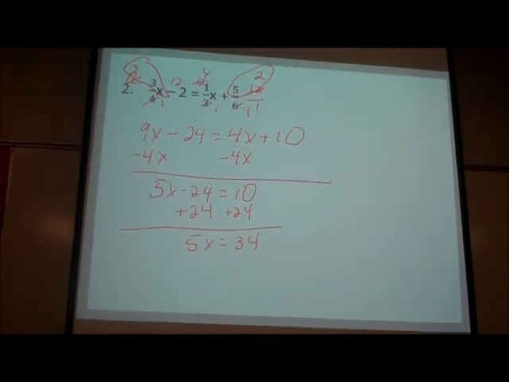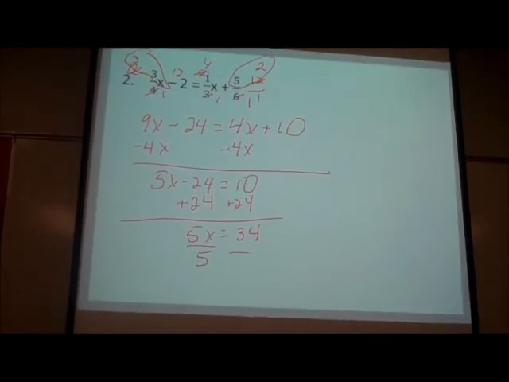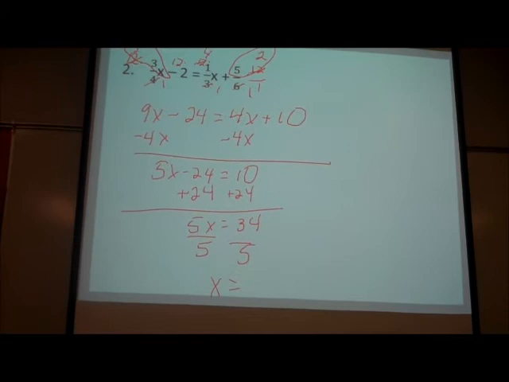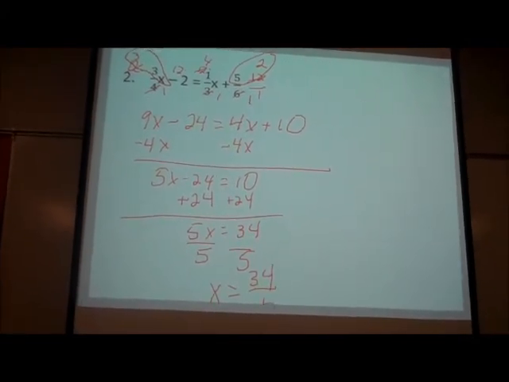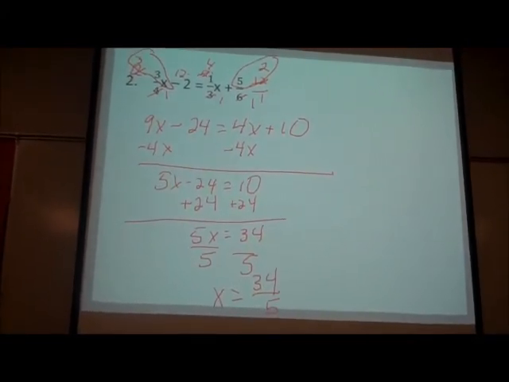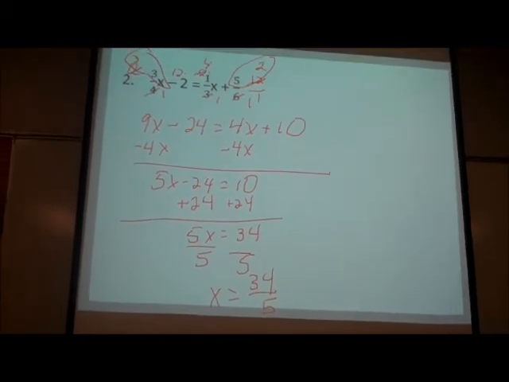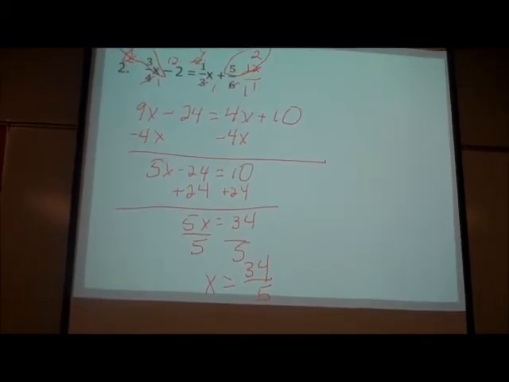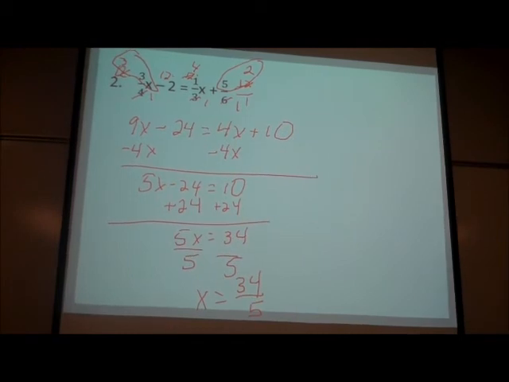Connor? Divide by 5. Good. Divide by 5. Does 5 go in there evenly? No, so just leave an improper fraction. Because I can't believe how many of you tried to change it to a mixed number on the test when we hardly ever do that. So 34 fifths. Questions on that?